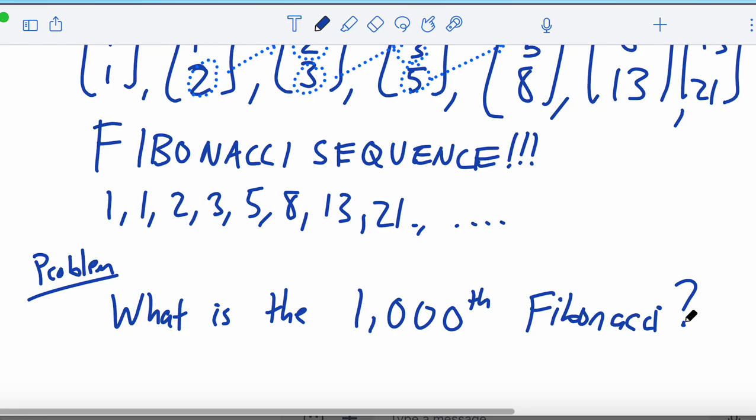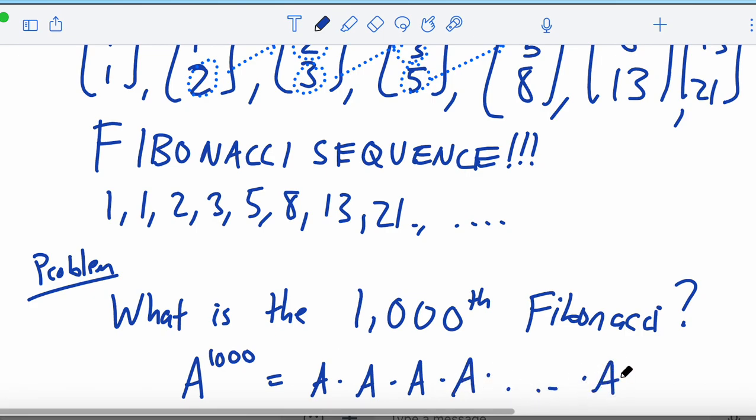Another way to think about it is to do A to the 1,000. You got to do A times A times A times A times A, 1,000 times. You got to do 1,000 matrix multiplications or 1,000 additions. And it seems like a lot of work. This seems like a hard problem. But actually, there is a sneaky, sneaky way where you can do this problem with no work, no matrix multiplications, not 1,000 matrix multiplications, 0 matrix multiplications.